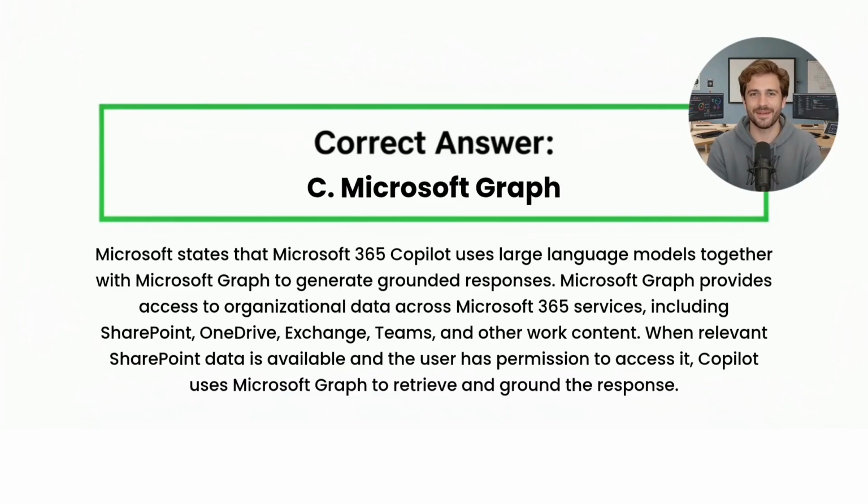Microsoft Graph. Explanation: Microsoft states that Microsoft 365 Copilot uses large language models together with Microsoft Graph to generate grounded responses. Microsoft Graph provides access to organizational data across Microsoft 365 services, including SharePoint, OneDrive, Exchange, Teams, and other work content. When relevant SharePoint data is available and the user has permission to access it, Copilot uses Microsoft Graph to retrieve and ground the response.